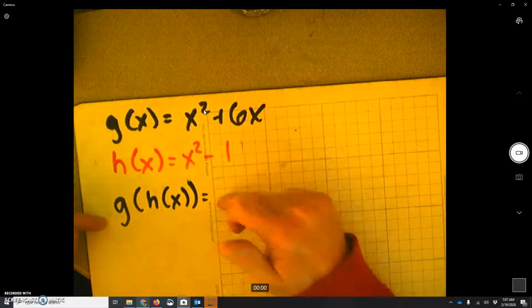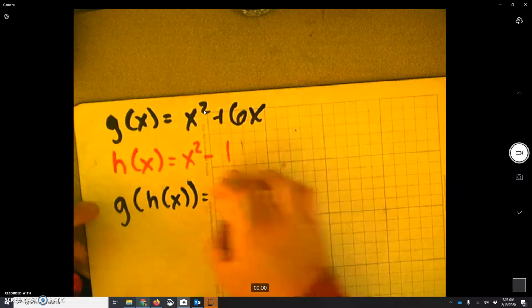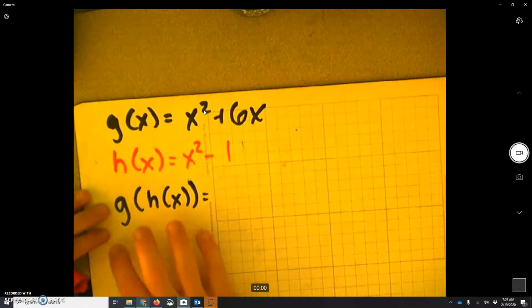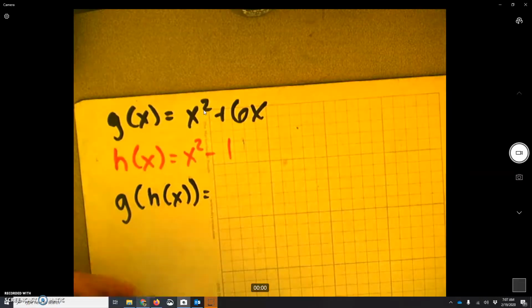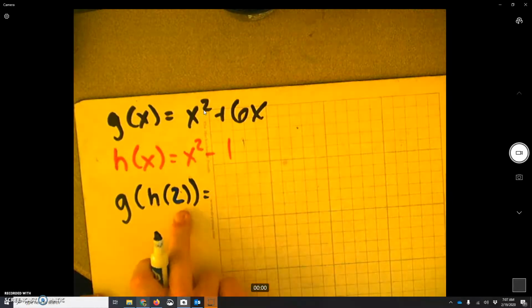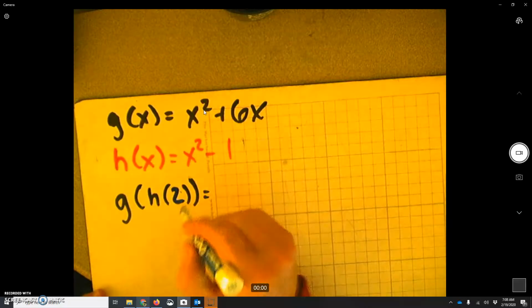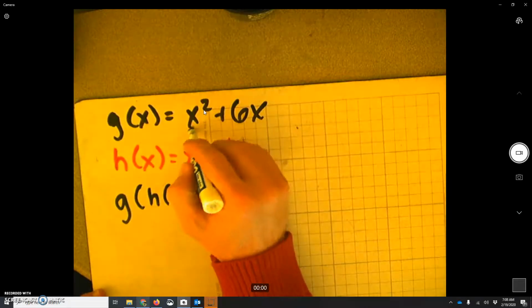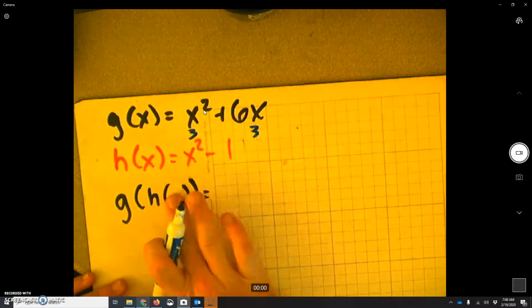That's our red one. And the question is, we want to rewrite the equation to where it's just one long equation that represents what they're asking us. So it says h of x goes into g of x. So let's pretend that this was, instead of x, it was a 2. Well, 2 would go into h of x. 2 squared would be 4. 4 minus 1 is 3. And then you plug that 3 in for both x's. Okay? Well, we don't know what that value is.